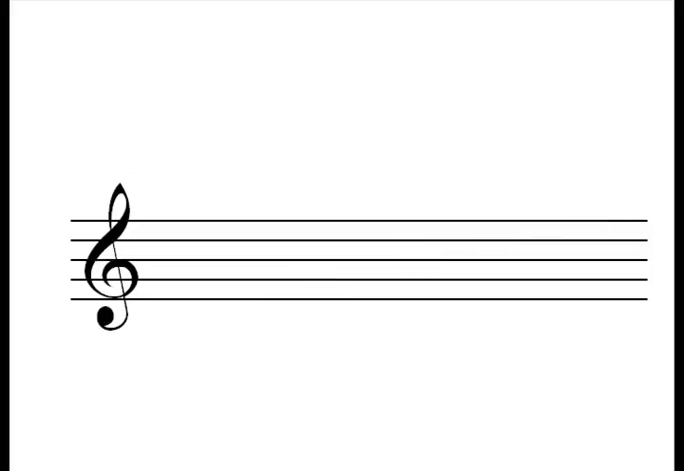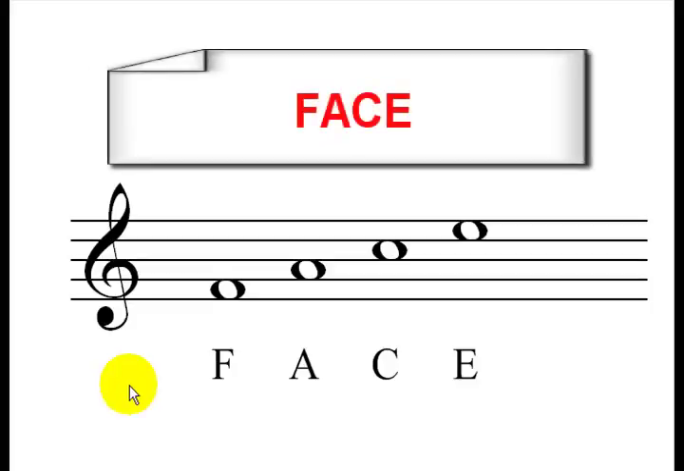Now, what about the spaces? Can we make up a trick to remember the spaces? Remember the spaces are here. Between, there are 4 spaces. Well, let's have a look. Here we have the notes in the spaces. And fortunately for us, this actually makes up for a word. And the word is face. In the first space we have F.